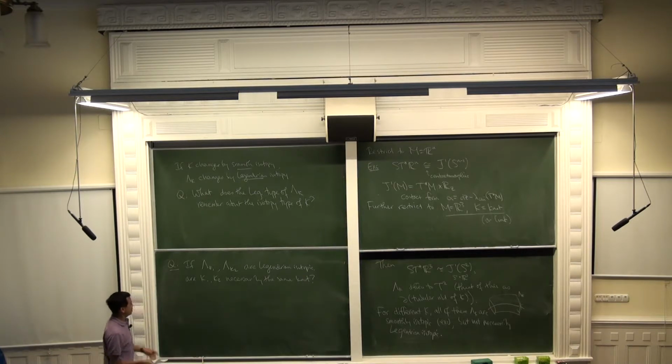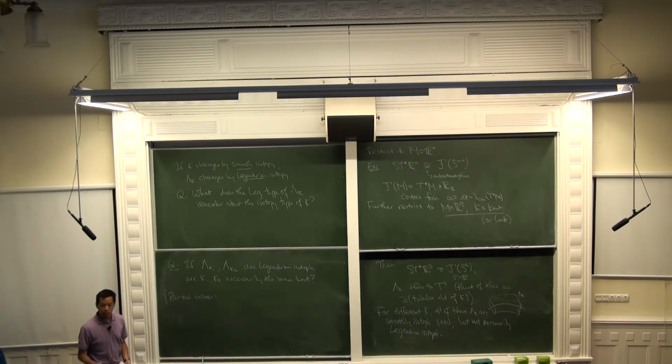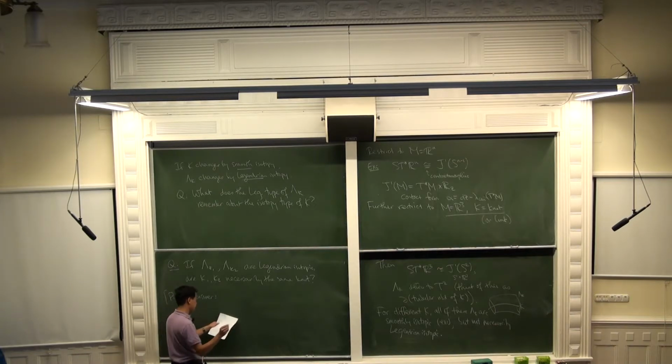That going from a knot to its unit conormal might actually remember everything about the underlying knot type. So in other words, I don't actually know of two knots that are distinct, but whose conormal lifts are Legendre isotopic. So here's a partial answer. The partial answer is yes, if one of them is the unknot.